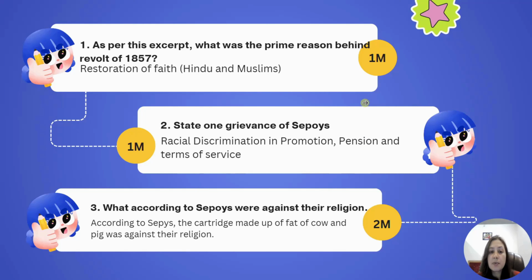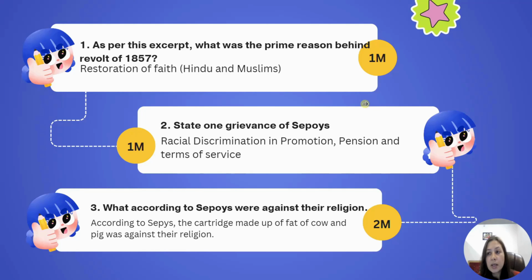As per this excerpt, what was the prime reason behind the revolt of 1857? It is the restoration of faith, protection of the religion. State one grievance of sepoys: racial discrimination, promotion, pension and terms of service. They were treated as inferior. What, according to sepoys, was against their religion? According to sepoys, the cartridge made of the fat of cow and pig was against their religion.